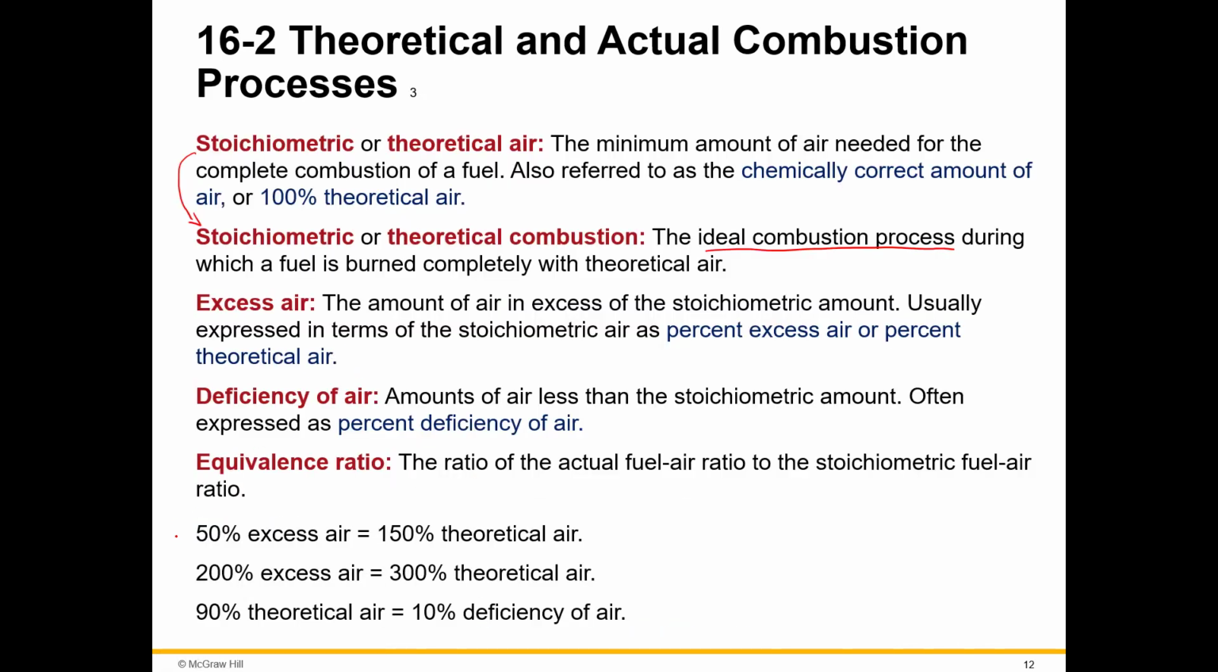50% excess air is 150% theoretical air. 200% excess air is 300% theoretical air. 90% theoretical air is 10% deficiency of air, because remember, all of it is 100% when we're talking about theoretical or ideal. So if you have excess air, you're just adding it to the 100% of theoretical. And if you have 100% theoretical air, but you are only supplying 90, well, then you have 10% deficiency of air, because you should have 100.